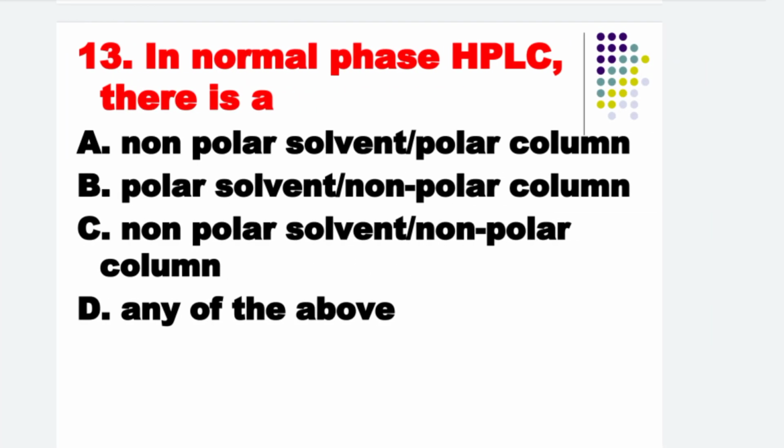Next is in normal phase HPLC there is a option A, non-polar solvent and polar column; option B, polar solvent and non-polar column; option C, non-polar solvent and non-polar column; and option D, any of the above. The answer is option A.